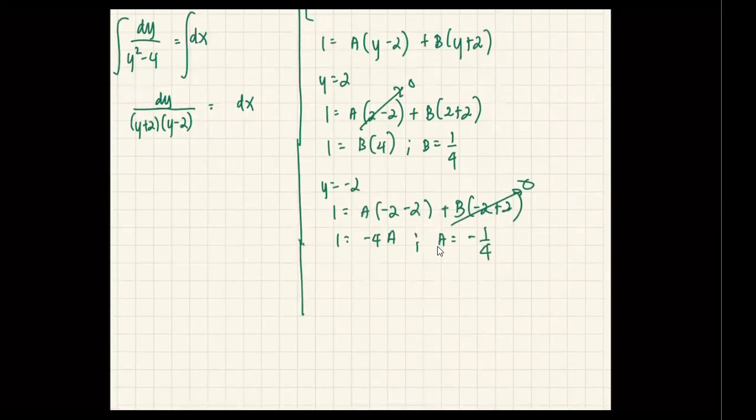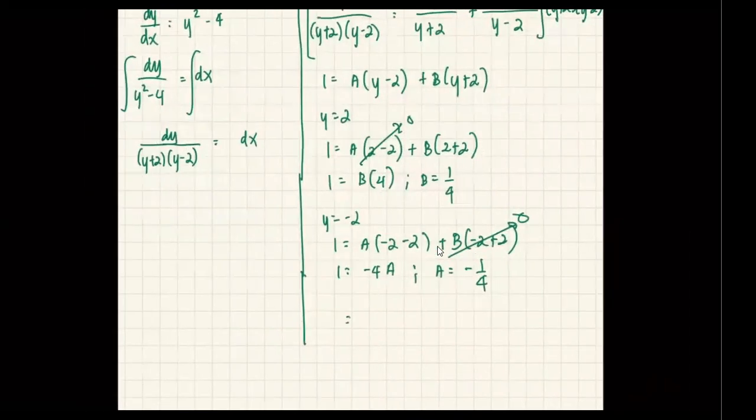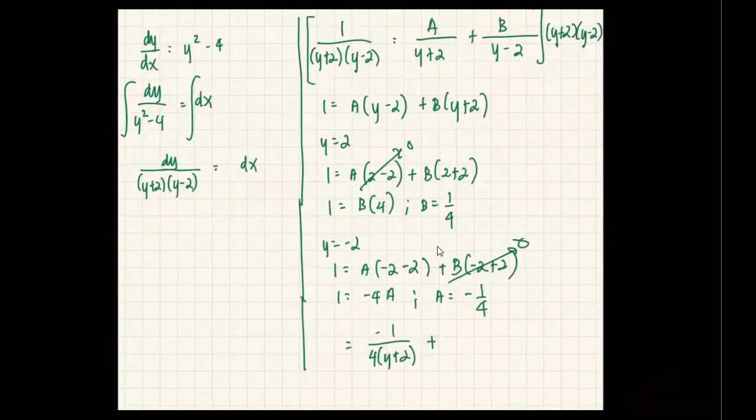So given, partial fraction natin will be negative 1 all over 4 times y plus 2 plus 1 over 4 times y minus 2. Okay?